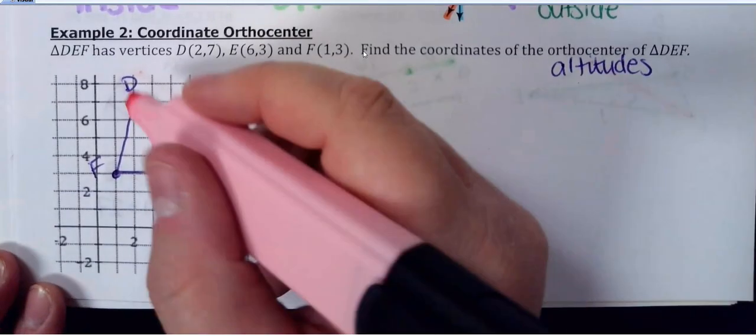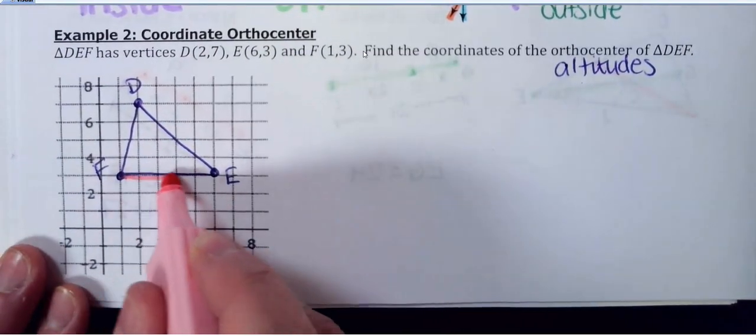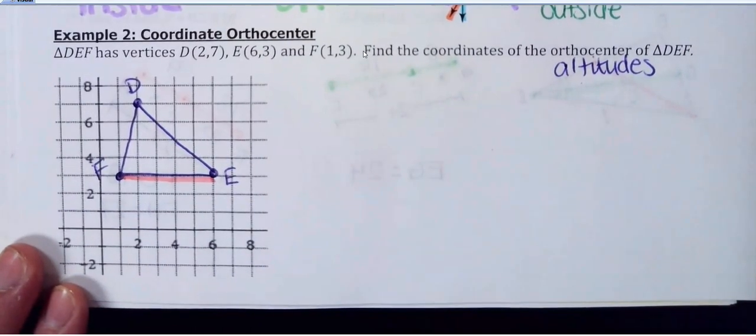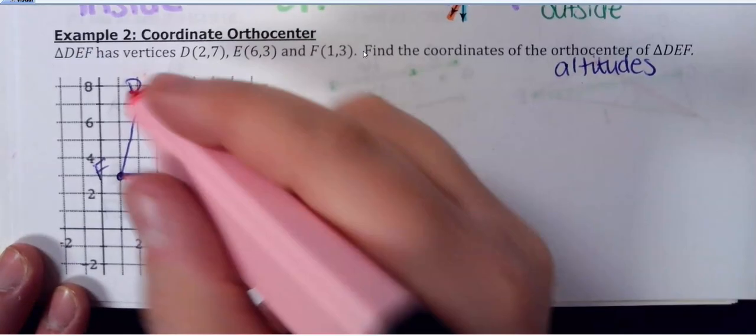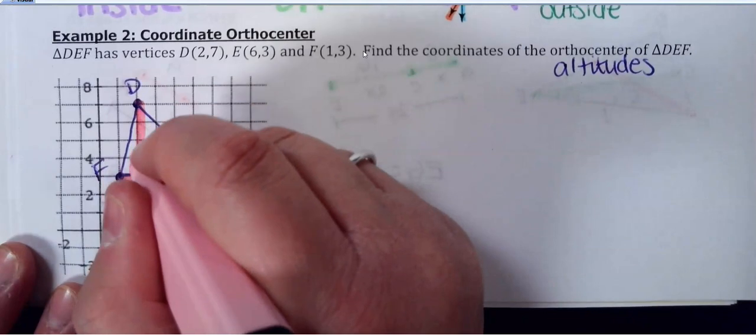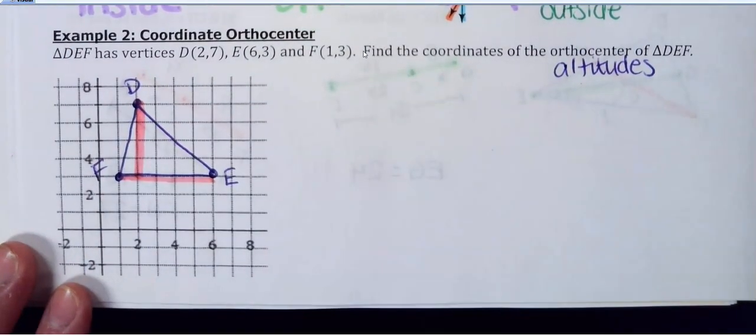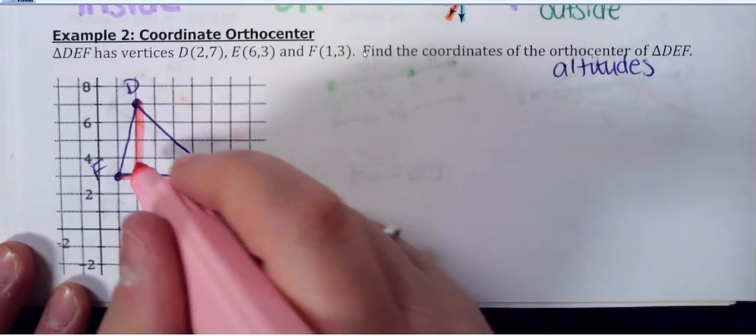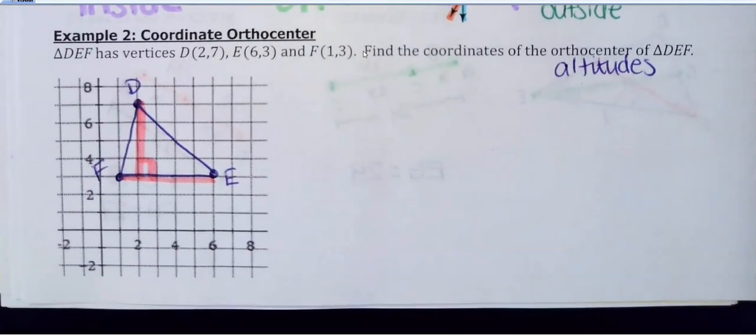So if I look at the side in the triangle from F to E, that's just a nice horizontal line. So to be perpendicular to that, I just got to draw a vertical line. And to draw an altitude, it has to come from a vertex to the opposite side at a 90-degree angle. So if you go to D and just draw straight down, that would be an altitude there.